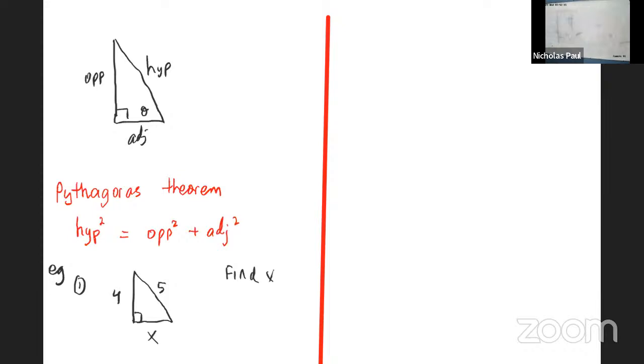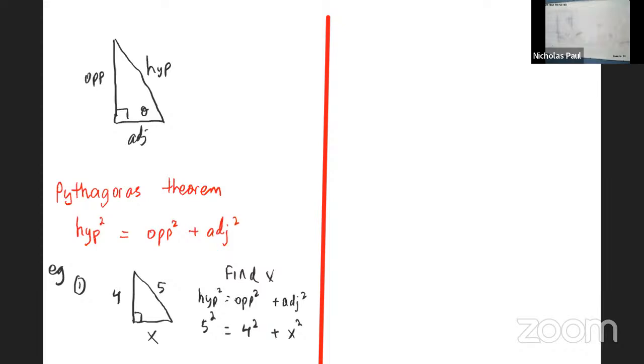So since it's a right angle triangle, we know that hypotenuse squared is equal to opposite squared plus adjacent squared. Since it's a right angle triangle, we know those rules will hold. Now, what's the hypotenuse? 5. What's the opposite? It doesn't really matter for now because I didn't give you the angle, but let's use 4, and then adjacent is x squared. What do we need now? We need to make x the subject of the formula.